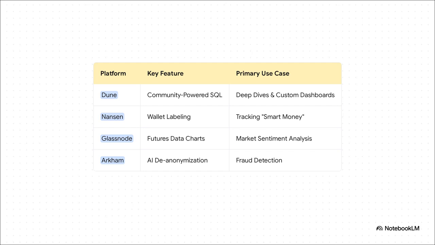You've got platforms like Nansen, which is famous for wallet labeling. That's their thing. They attach real-world identities to crypto addresses so you can track what the smart money is up to. Then there's Glassnode, which is much more focused on market sentiment, digging into data from futures markets. Arkham has carved out its own niche in security, using AI to de-anonymize sketchy transactions to help spot fraud. And then there's Dune, which, as we'll see, takes a totally different, open, community-first approach.